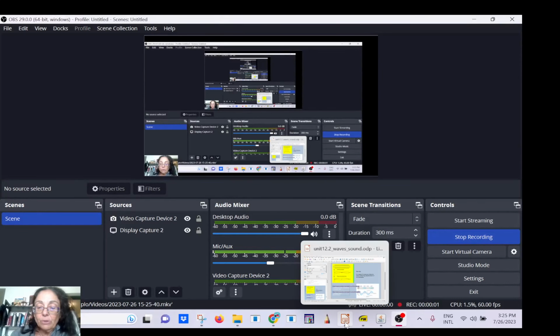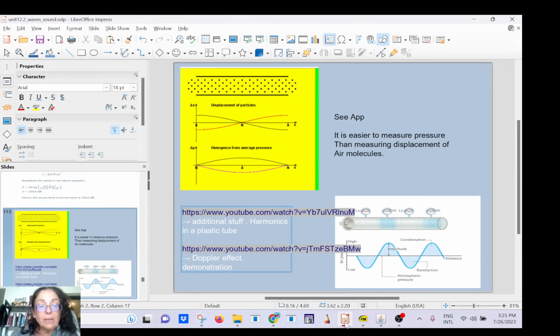Hi guys, so today we're going to talk about shockwaves. It's going to be mainly conceptual, but before starting, I just wanted to show you a few things that I forgot to mention previously.